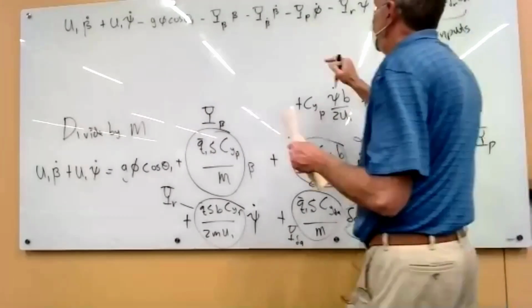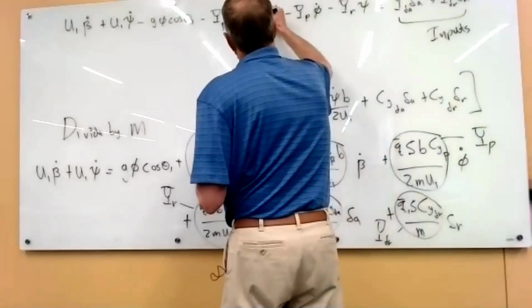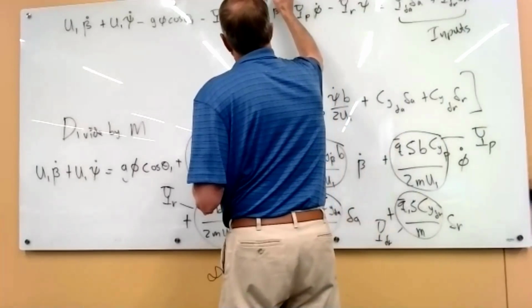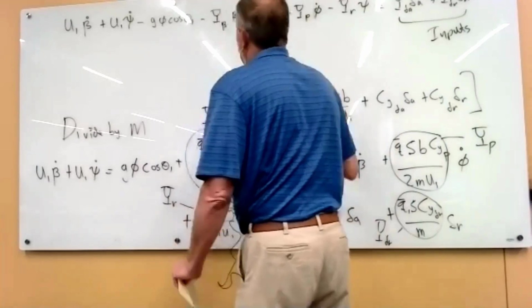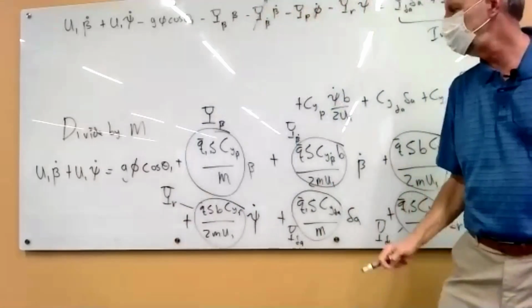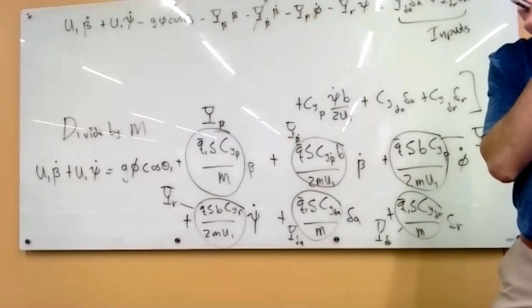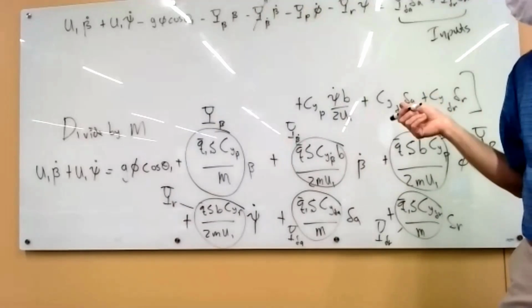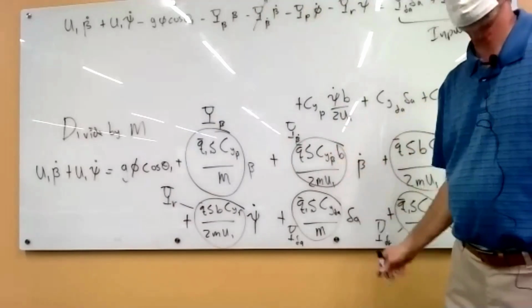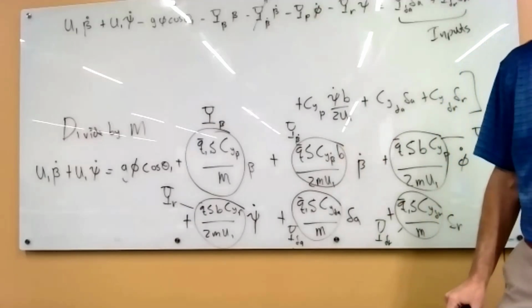And in your book, he neglects this thing. He says, well, this is usually pretty small, the side force. So you'll see that not in the book. I included it so you can see if you need to include it, or the other equations will keep that term. Like the rolling moment will keep a beta dot term. That's how you do it.